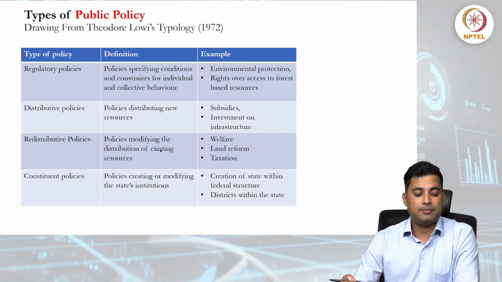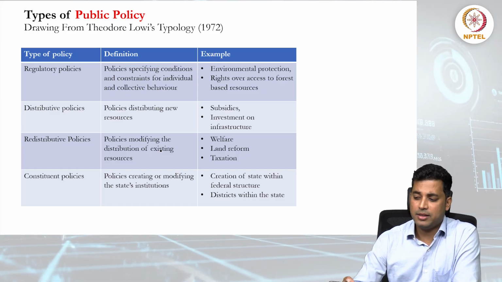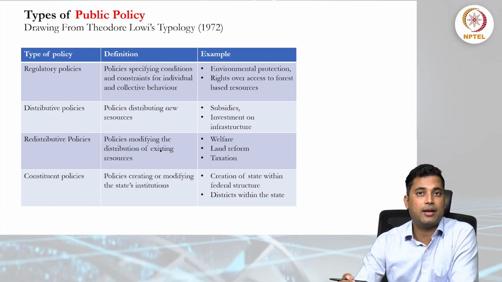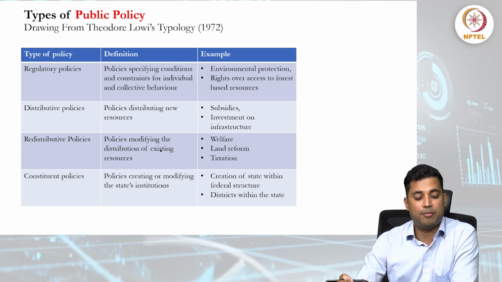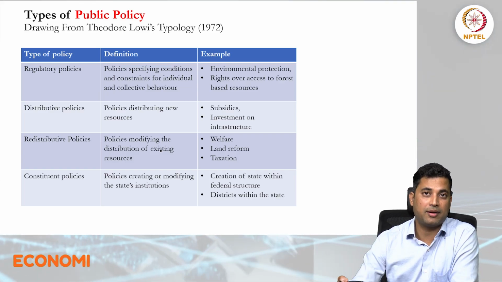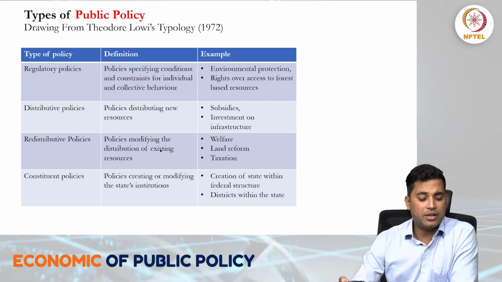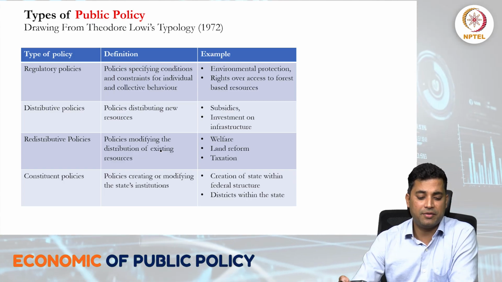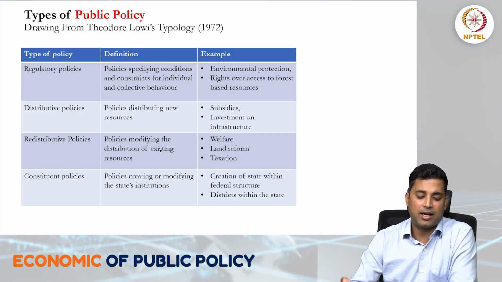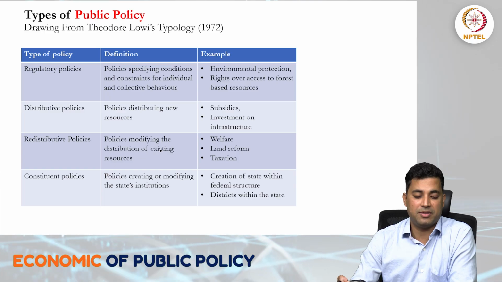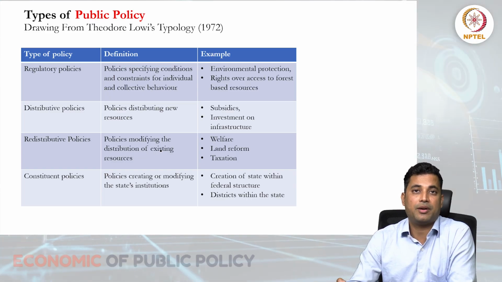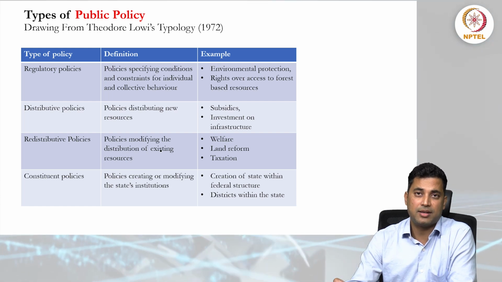So now different types of public policy. Here I am drawing from Theodore Lowi's typology, and here there are four types of policies that one can conceptualize when looking at public policy. Regulatory policies, in terms of definition or conception, are basically policies specifying conditions and constraints for individual and collective behaviors. Examples could be environmental protections and rights over access to forest-based resources.